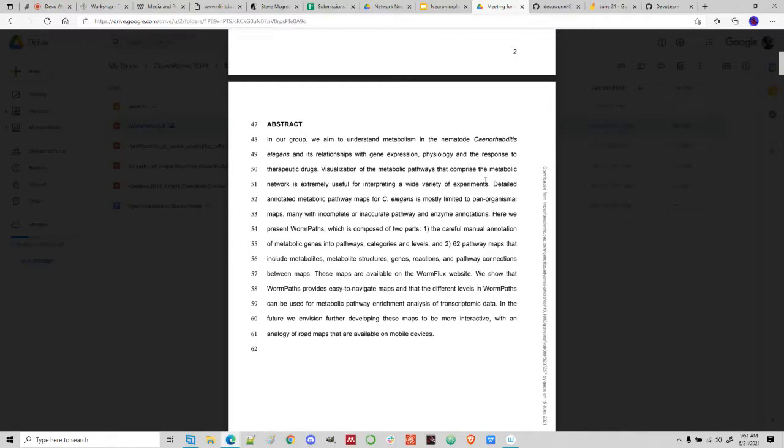Visualization of the metabolic pathways that comprise the metabolic network. There's a network of metabolic components that drive metabolism. Metabolism is highly regulated in a network, as opposed to something where you flip a switch on and off. If it's tied to something like cell division, it's actually quite complex.